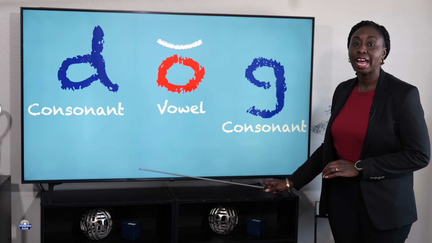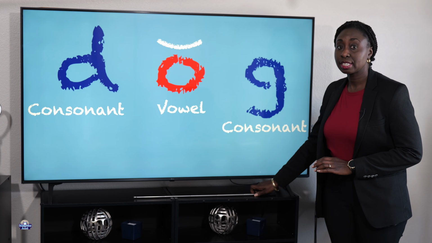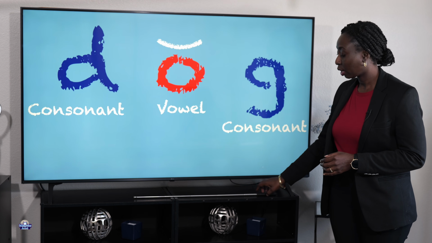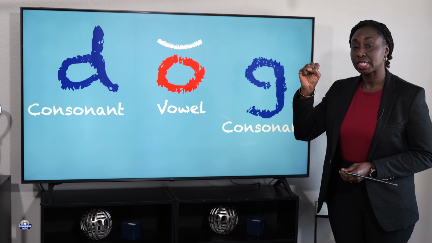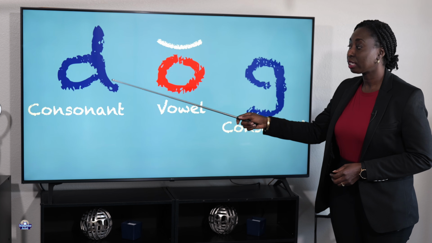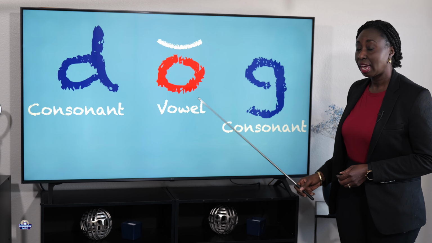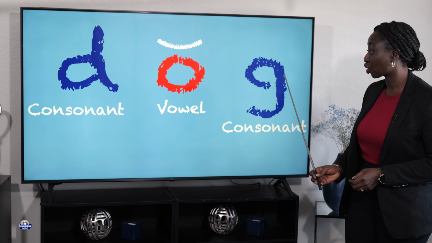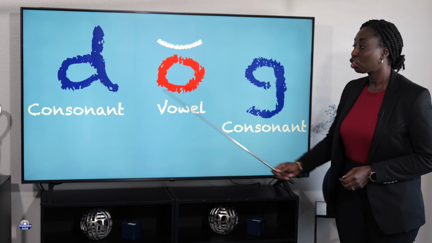Okay, let us look at the word dog. Let's clap the syllable. Dog. This is a closed syllable because here we can see d, the consonant, and a vowel, and it ends with a consonant, the G. D, O, G, dog.